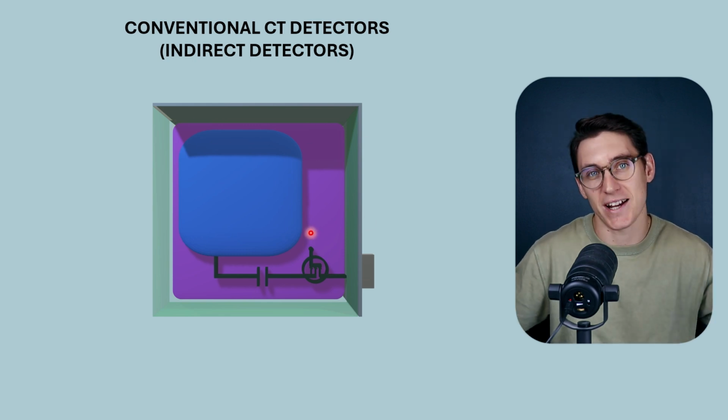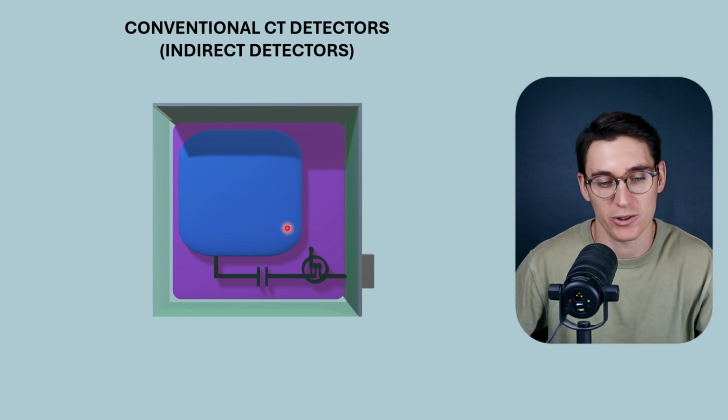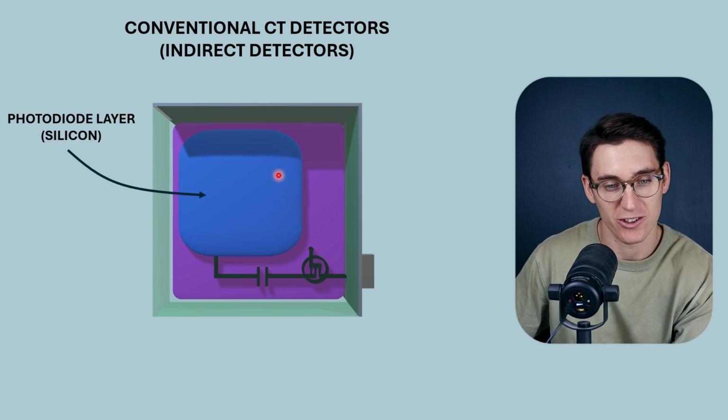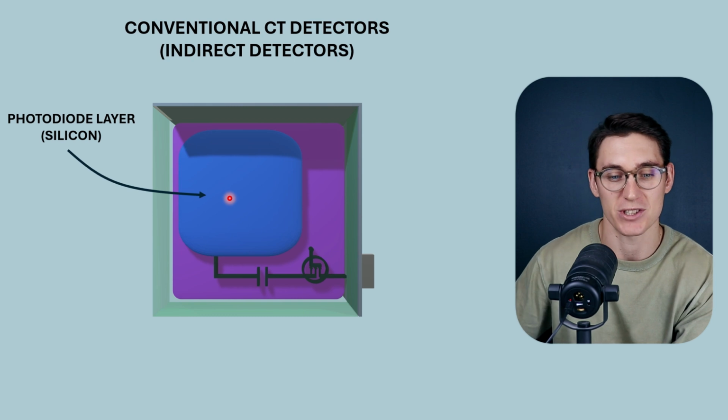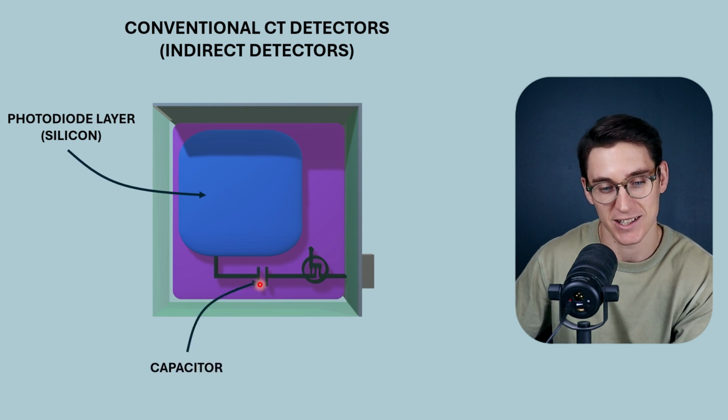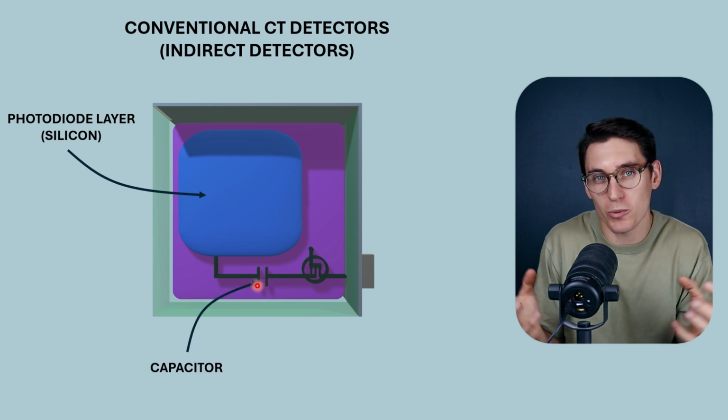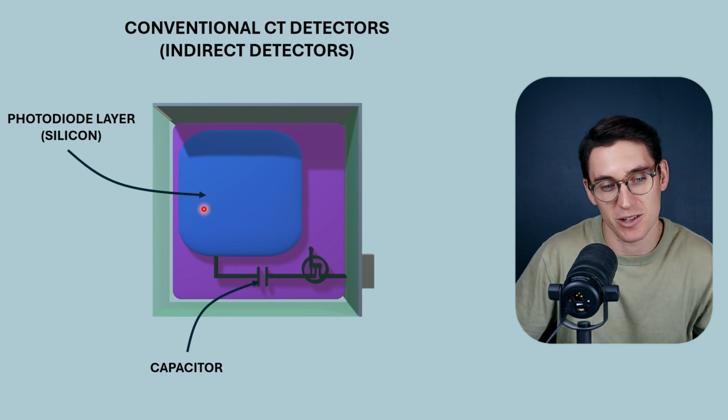The higher the fill factor, the more efficient our detector is because we're able to register more of those light photons. So this photodiode layer has a silicon photosensitive area that's going to receive light. It has the capacitor here, which is going to store or accumulate the electrical energy or the electrons that have been freed in this silicon layer over time.